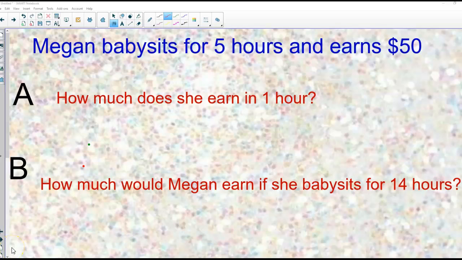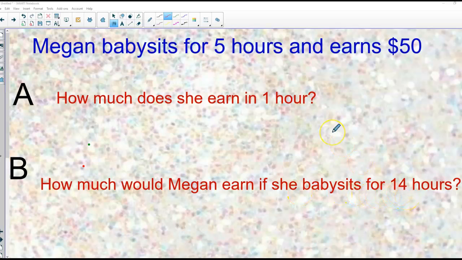Okay, let's look at a slightly different problem. This one asks 2 questions. The scenario says, Megan babysits for 5 hours and she earns $50. So we want to know in A, how much does she earn for 1 hour? And then B, how much would Megan earn if she babysat for 4 hours?